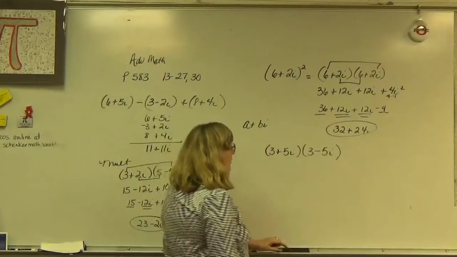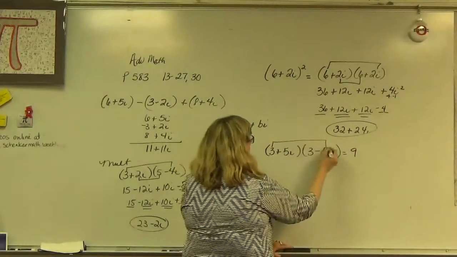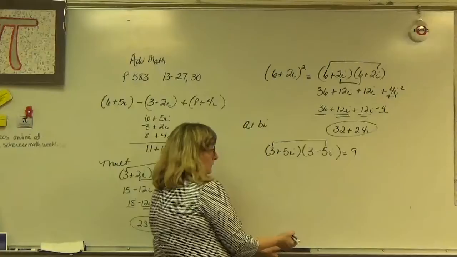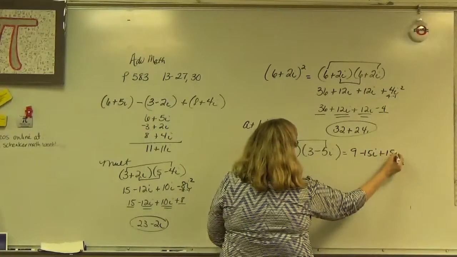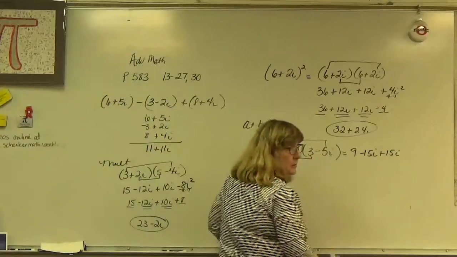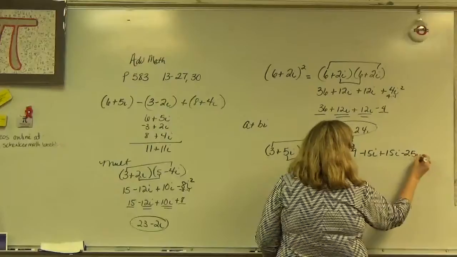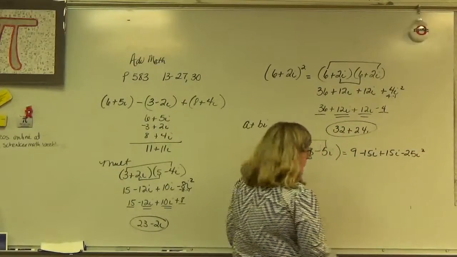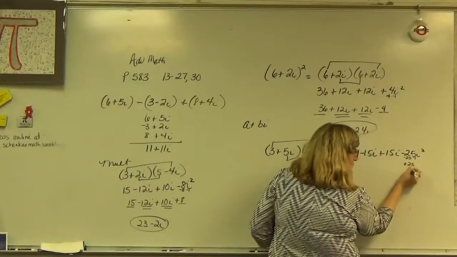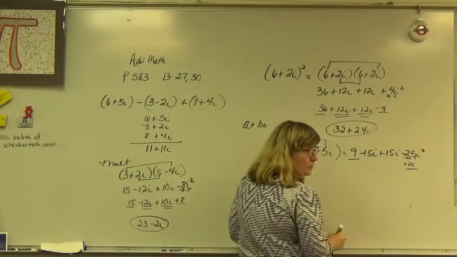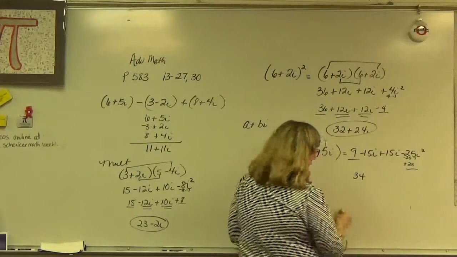Taylor, what would be first times first? 9. Richard, what's the outer? -5i. Becky, what's the inner? 15. And what's last times last, Tara? -25i squared. And what's i squared changed to? -1. So a -25 times a -1 becomes a positive 25. So what's 9 plus 25? And what about my i's? They cancel. So that's it.